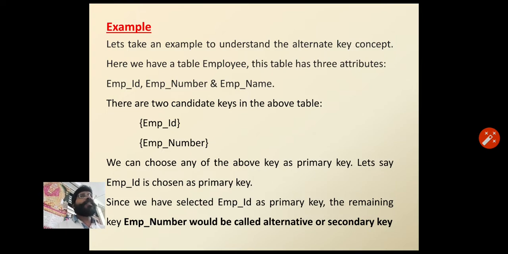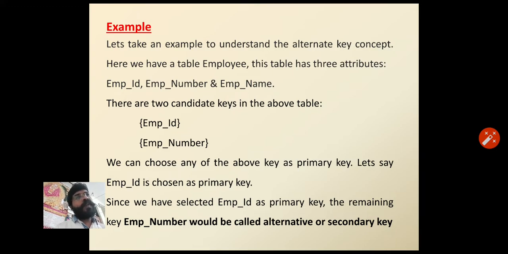Here we have an employees table that has 3 attributes: employee ID, employee number and employee name. There are 2 candidate keys in the table, employee ID and employee number. We can choose any one of these as the primary key. Suppose we choose employee ID as the primary key. Then employee number is called an alternate or secondary key.